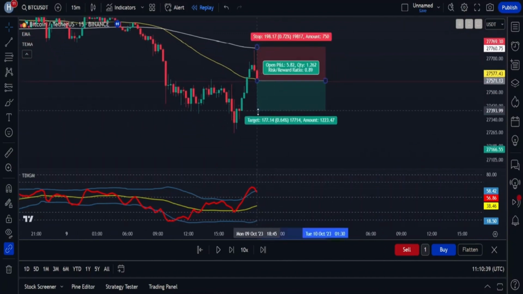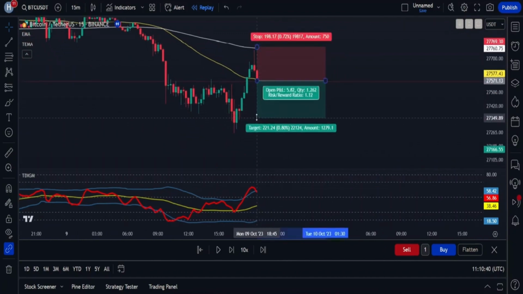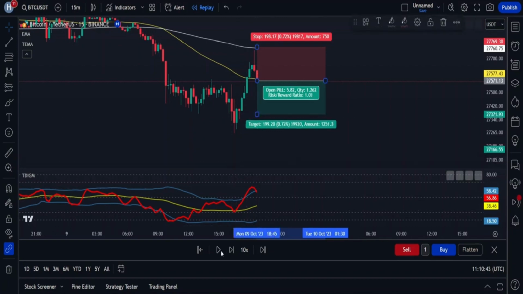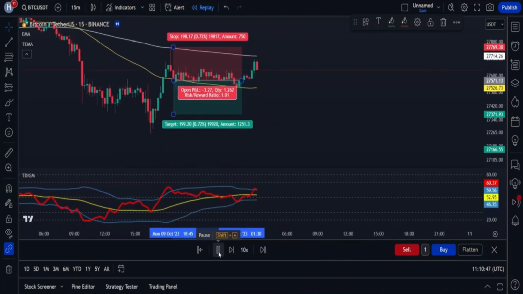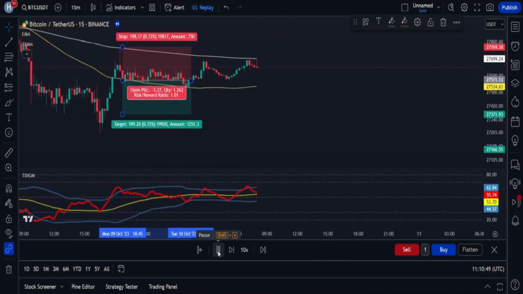Now let's see how trading will develop, and I hope that this video has demonstrated some interesting and profitable ways to use the TDI indicator to enter positions. So that's all for this video.